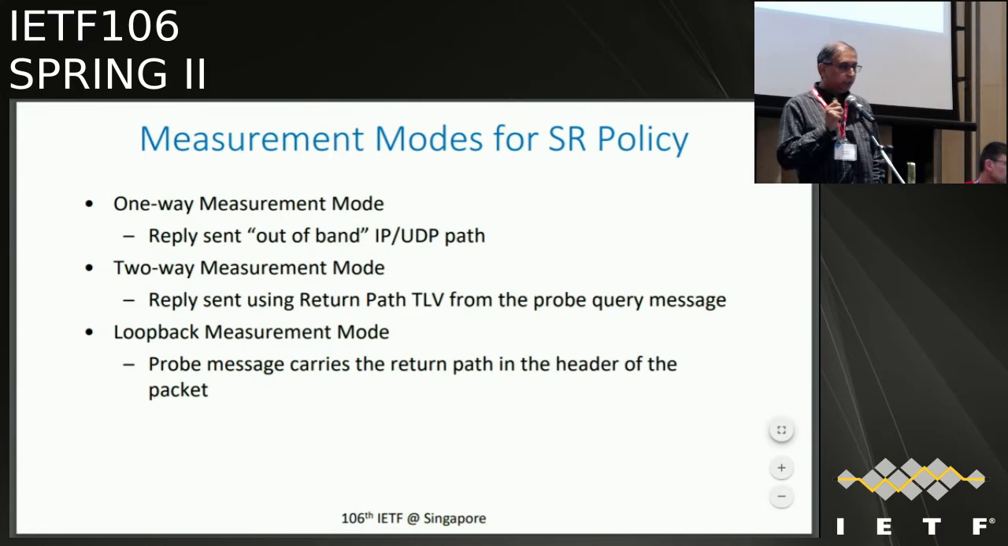So it now defines the measurement modes. One way is that the reply is sent out of band on an IP UDP path. In two-way measurement mode, the reply is sent using the return path TLV that is received in the query message. And in the loopback measurement mode, the probe query message contains the return path in the header of the packet. So basically packets are not punted on the responder side.